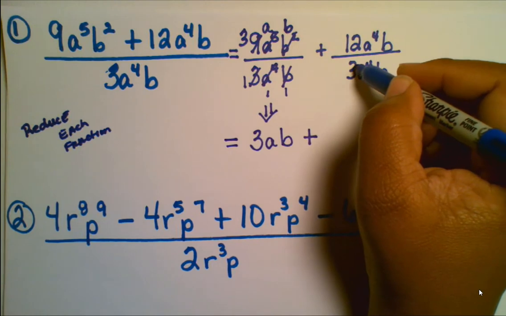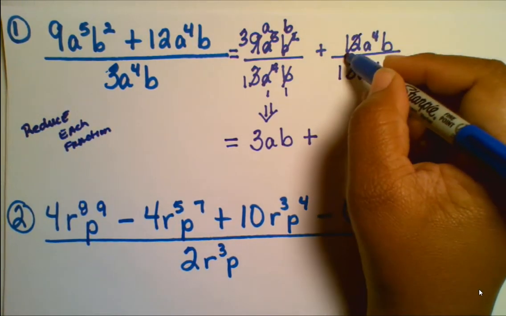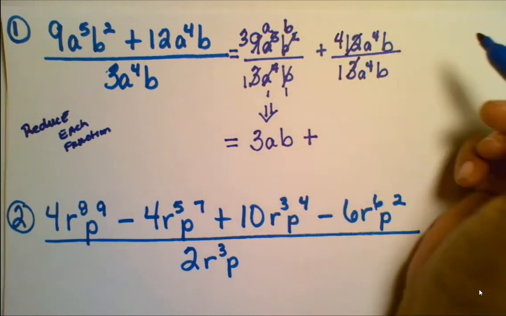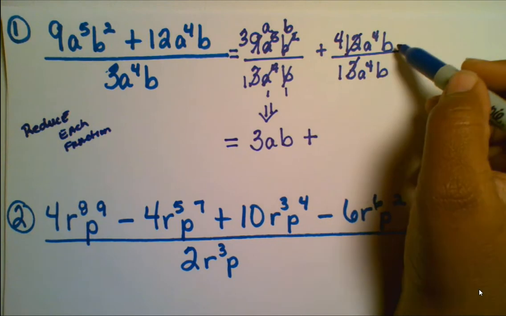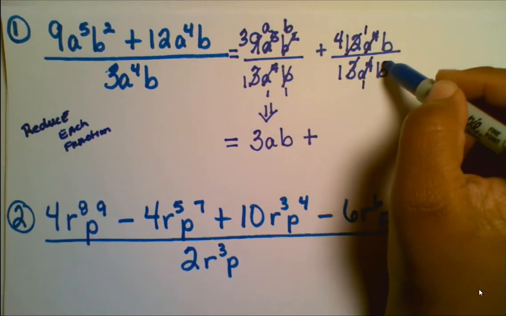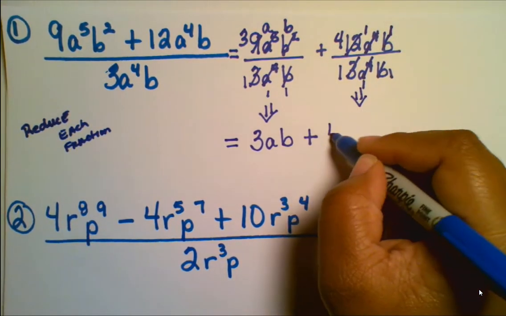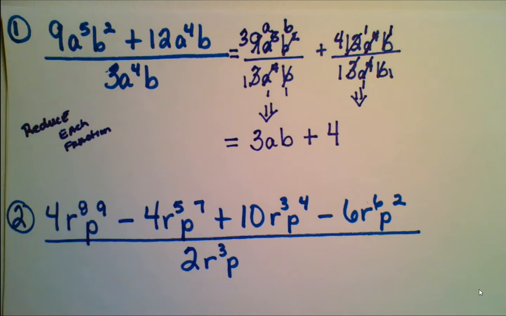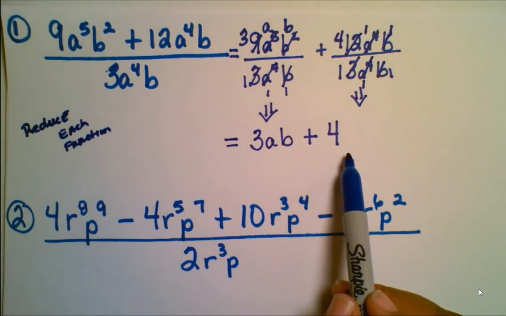12 over 3. Well, we can divide a 3 out of each. 3 divides into 3 once, 3 divides into 12 4 times. And then what's happening to our a to the fourths and our b's here? They're going to divide out. They're going to cancel out, meaning reduce to 1. And we have here 4. So our answer is 3ab plus 4.